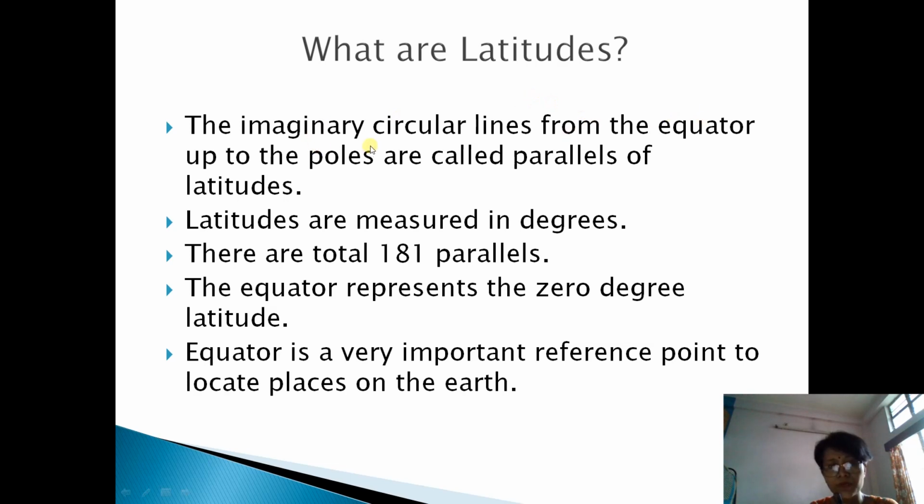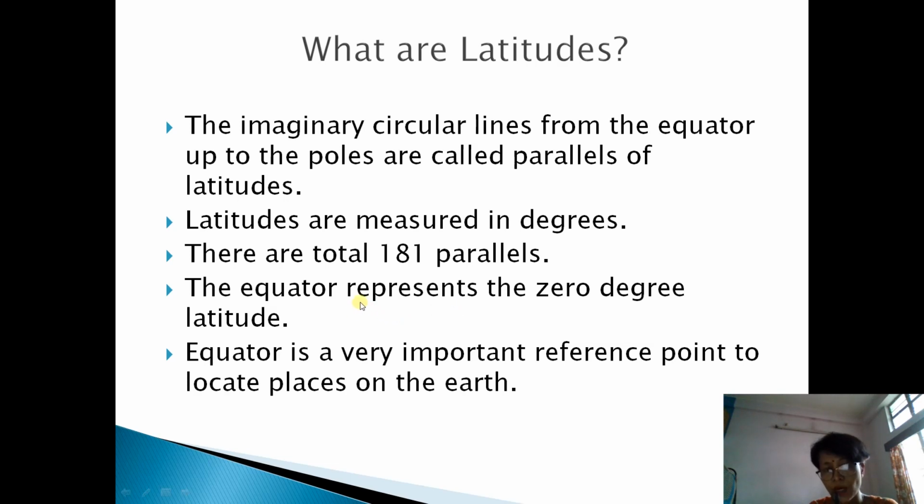And from the equator up to the poles, these are actually located from the equator towards both the poles, north or south pole. Latitudes are measured in degrees. There are total 181 parallels. The equator represents the 0 degree latitude. Equator is a very important reference point to locate places on the earth. So these latitudes, total 181 parallels are there, including equator. And equator represents 0 degree, from where the counting starts.